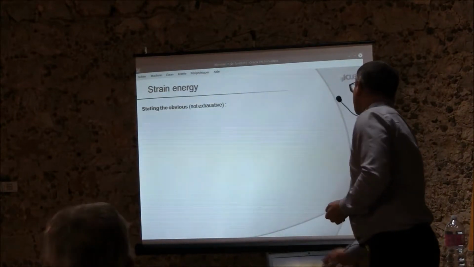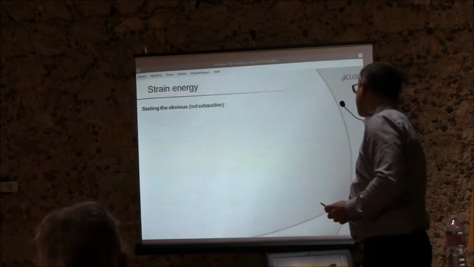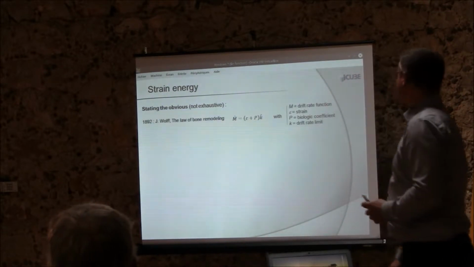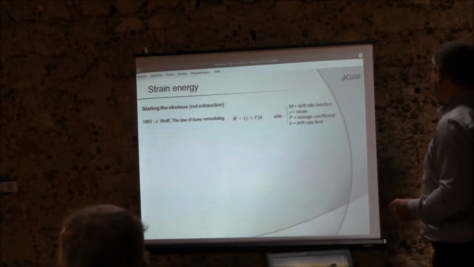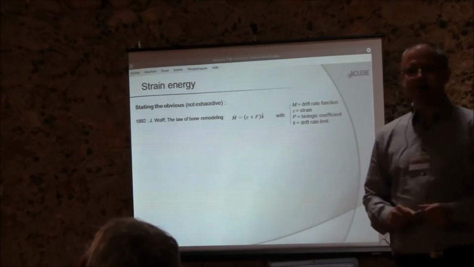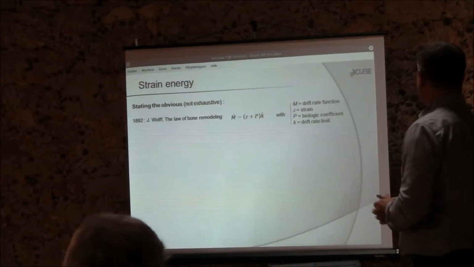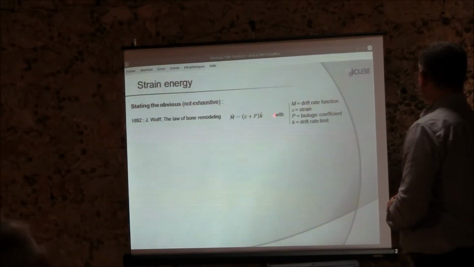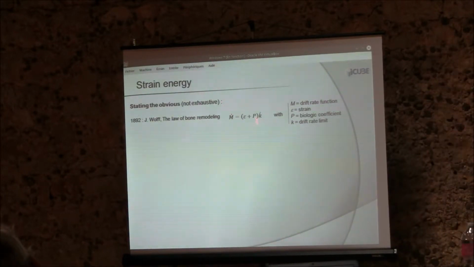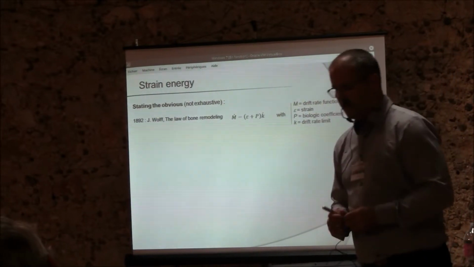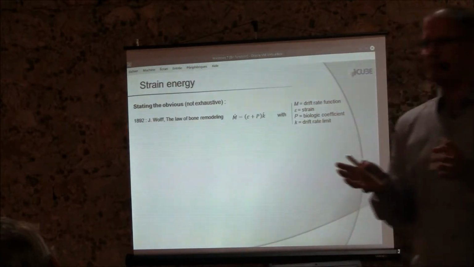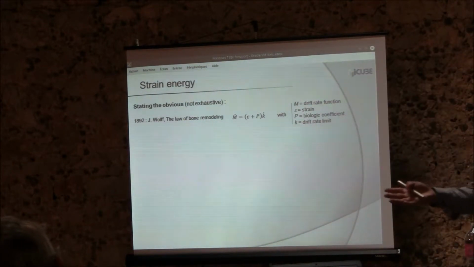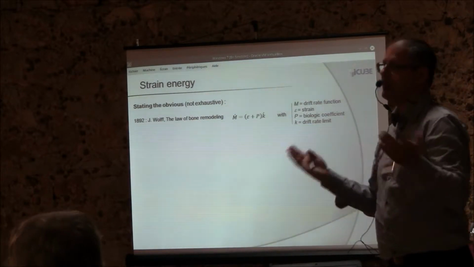Okay, so we looked at that previously. I'm not going to go through all the details, but we agree that the work started with Julius Wolff, almost, and he wrote this equation where you have a drift rate function, which is a function of strain, a biological coefficient, and the drift rate limit, which gives a sort of topological optimization as a function of some given shape and boundary conditions that you have defined. Can be bone, can be anything, doesn't really matter.